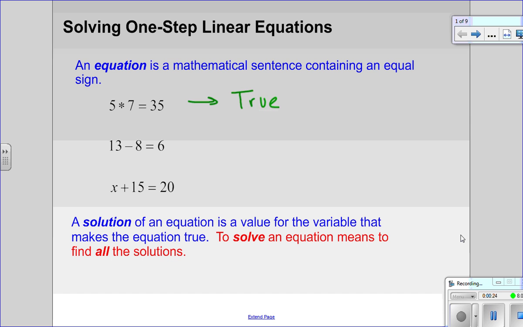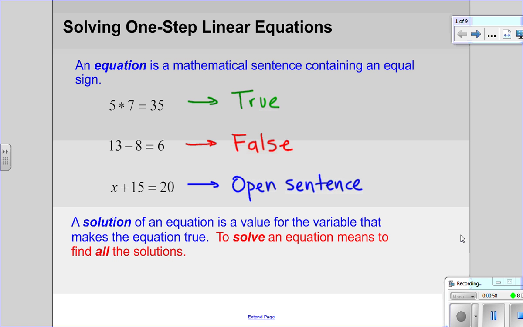13 minus 8 equals 6 is an example of an equation that is false, because 13 minus 8 actually equals 5. And finally, x plus 15 equals 20 is an example of an equation that we would call an open sentence, meaning that the equation could either be true or false depending on the value of the variable x.